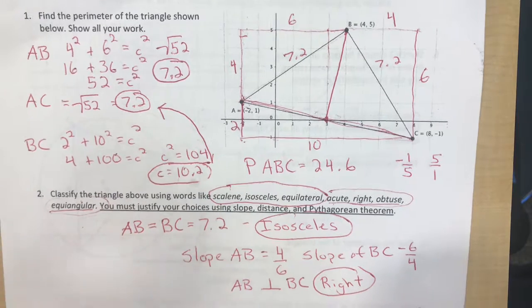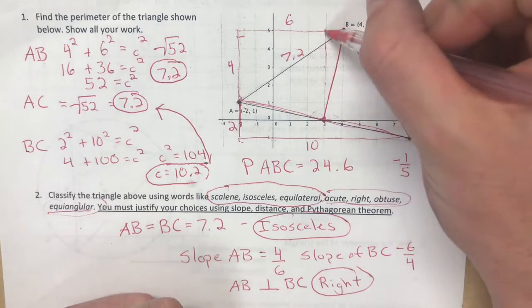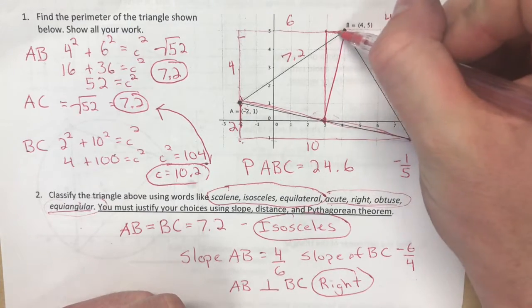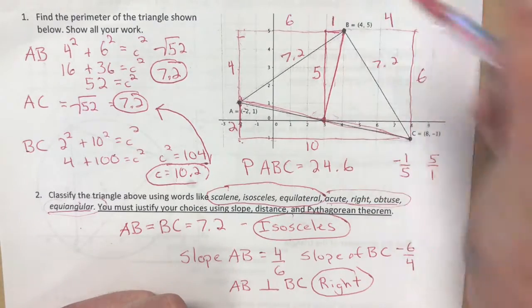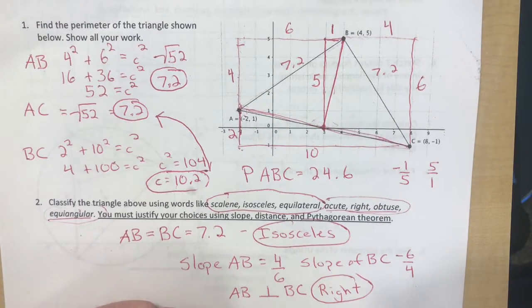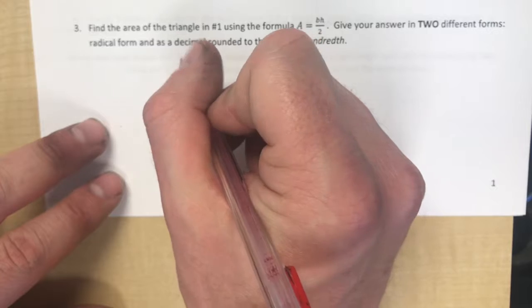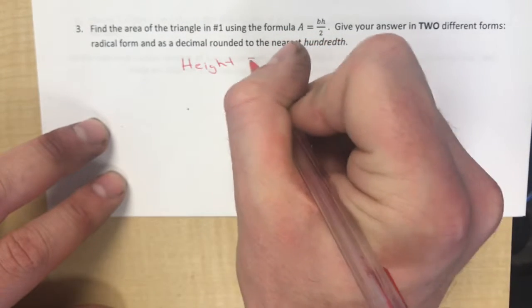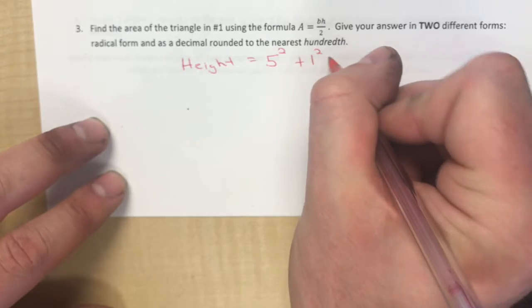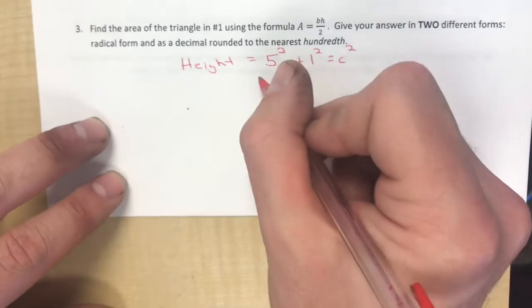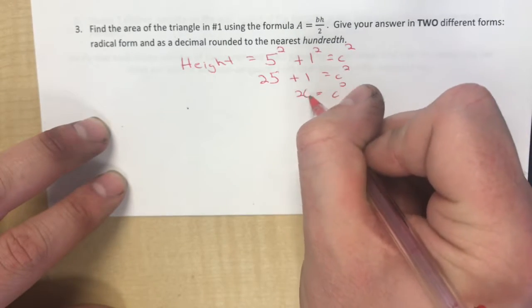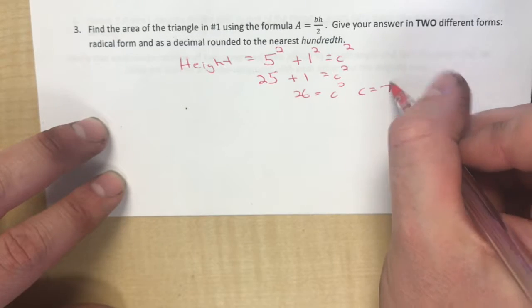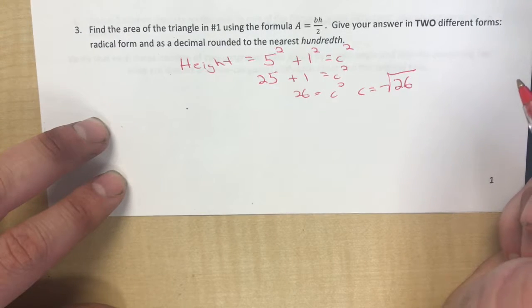So we need to get the exact length of that height. And again, I just drew a right triangle that is 5 up and 1 over. So to get this distance right here, I would have to go 5 squared plus 1 squared is equal to c squared. So I'm going to go down here, and the height is equal to 5 squared plus 1 squared is equal to c squared. And then 25 plus 1 is c squared. And we get 26. And basically the height is the square root of 26.